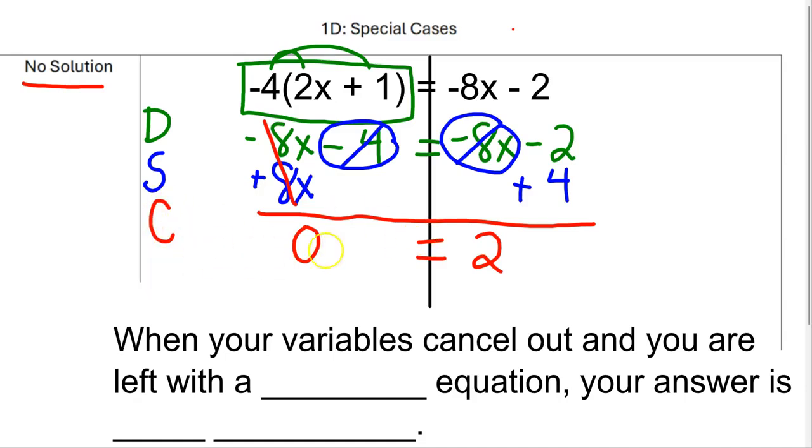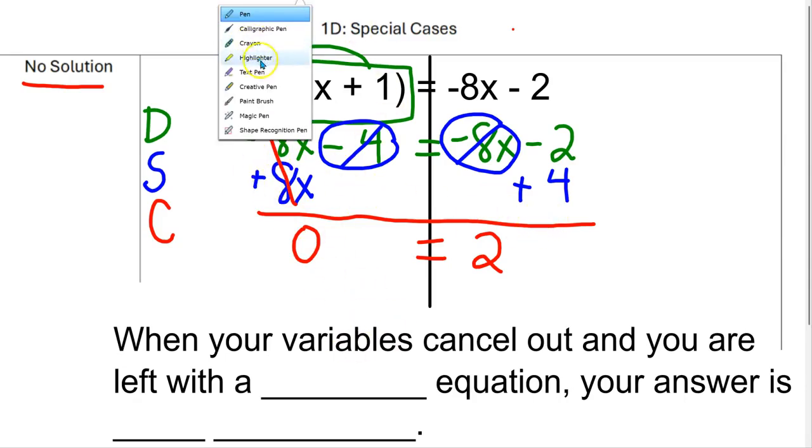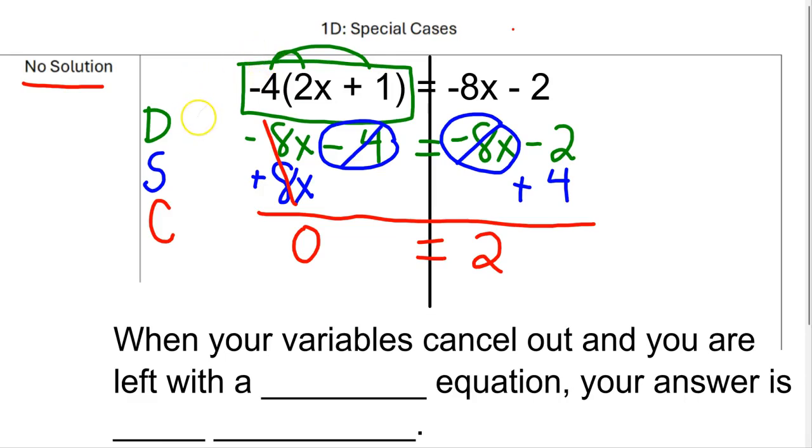Now normally our last step would be divide, but there's nothing to divide here because our variables canceled out. And that is the key when you have no solution, or another special case, but we're talking about no solution right now. Your variables are going to cancel out. So you can see that our variables here canceled out.